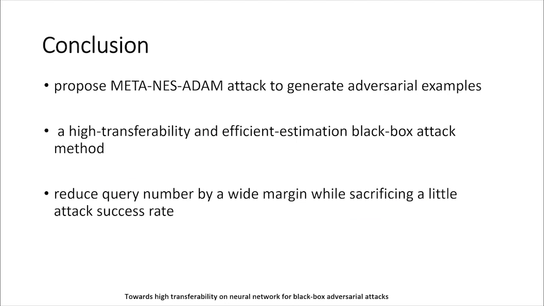This paper proposes the Meta NES Adam attack to generate adversarial examples against deep neural networks, which combines Adam and NES, and then introduces meta learning, obtaining a high transferability and efficient estimation black box attack method. We compare this approach with other classic one-step and iterative black box attack algorithms, finding that it reduces the query number by a wide margin while sacrificing a little attack success rate.